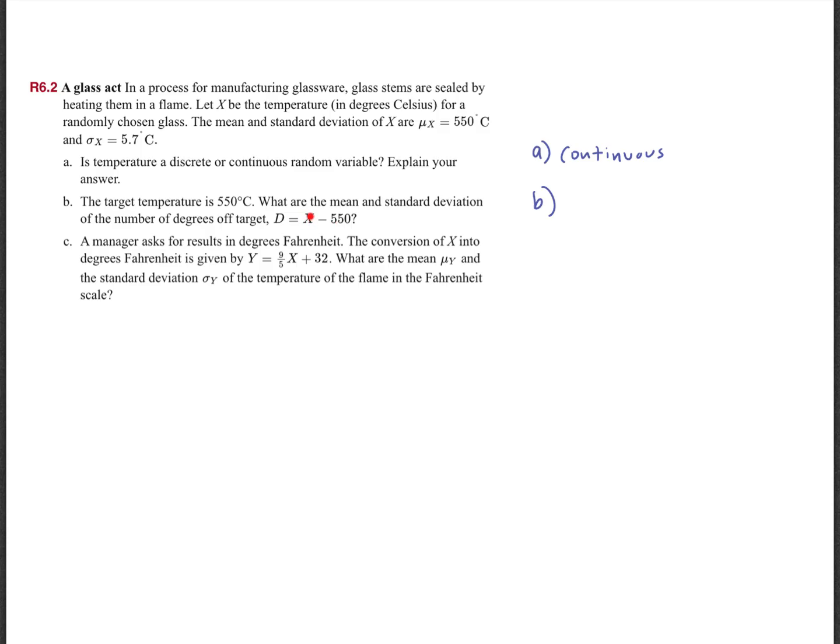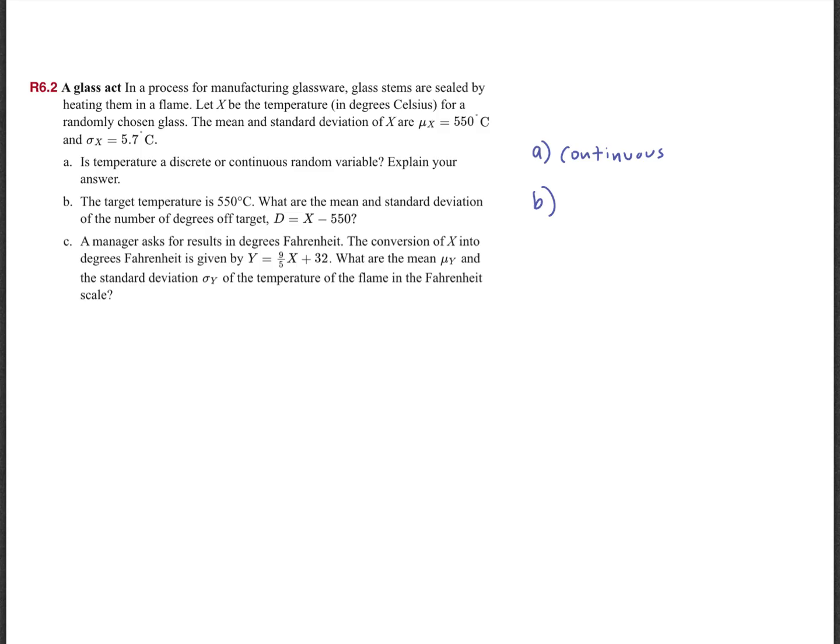Let's say your target is 550, but you get 560. If X is 560, then if you subtract, you get 10, and that makes sense. You're 10 degrees off target. If it's 540, you get negative 10. So the positive and negative values tell you if you're off target by being above the target or below the target.